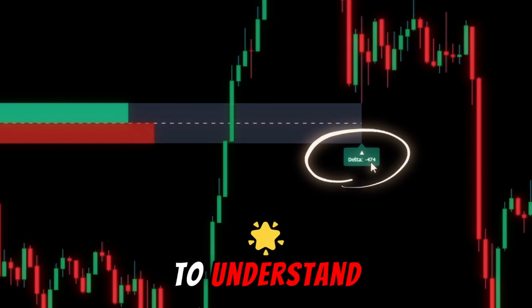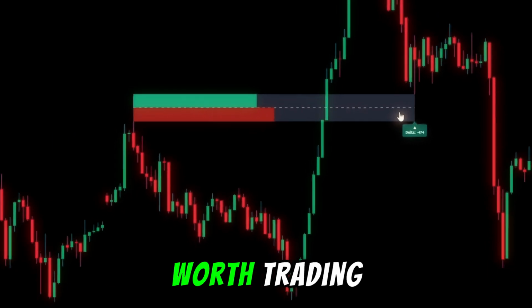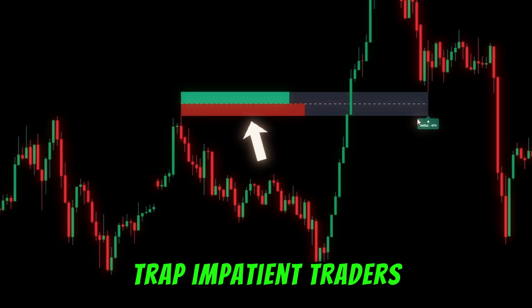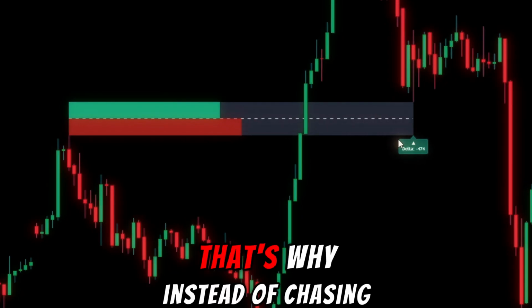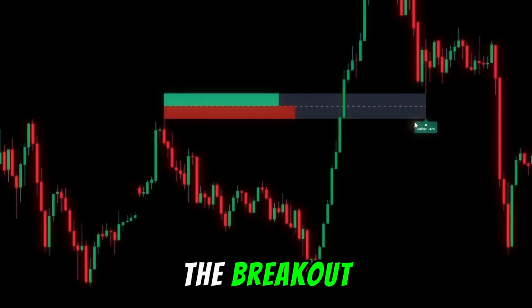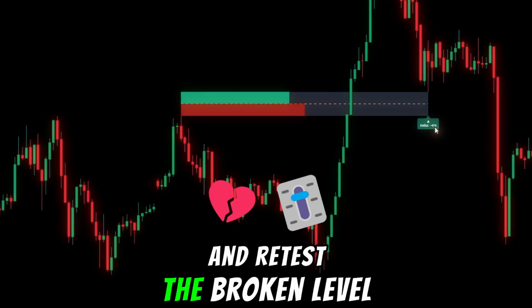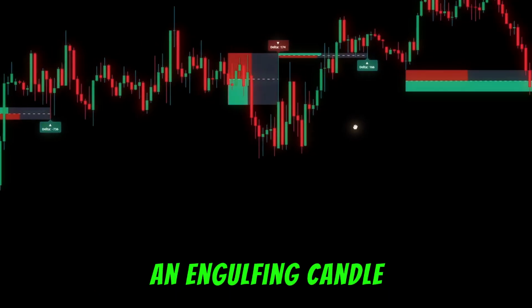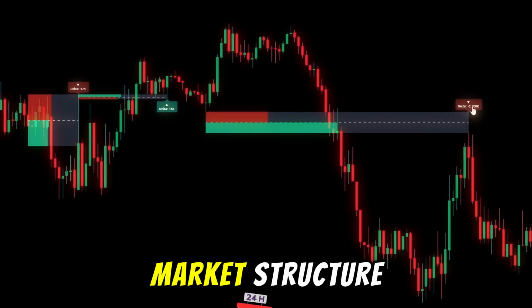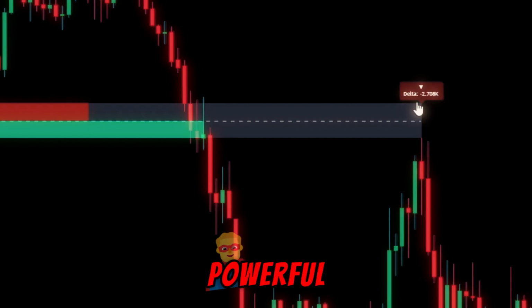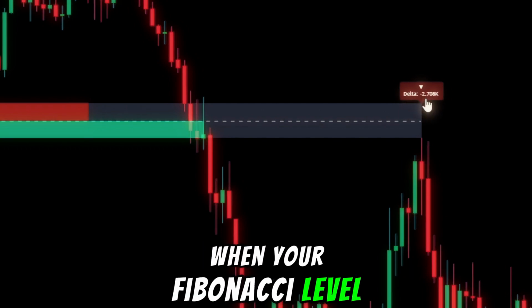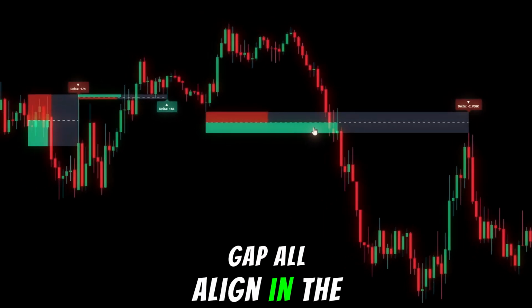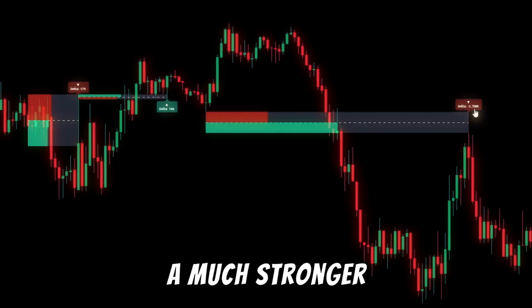One more thing you need to understand is that not every breakout is worth trading. Sometimes price will break through a key level, trap impatient traders, and immediately reverse. That's why, instead of chasing the breakout, wait for price to come back and retest the broken level. Then look for confirmation: a strong rejection, an engulfing candle, or a clear shift in market structure. And this is where confluence becomes powerful. When your Fibonacci level, key support or resistance, and a fair value gap all align in the same area, you may have a much stronger setup.